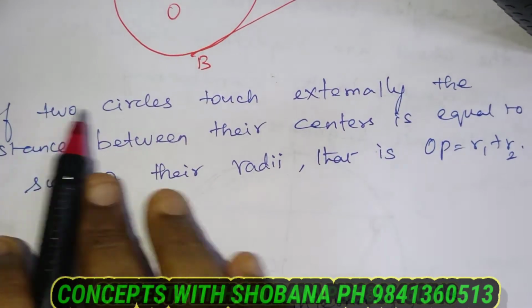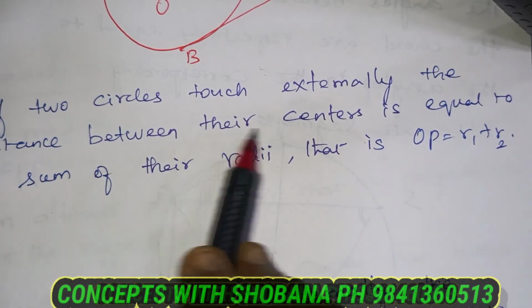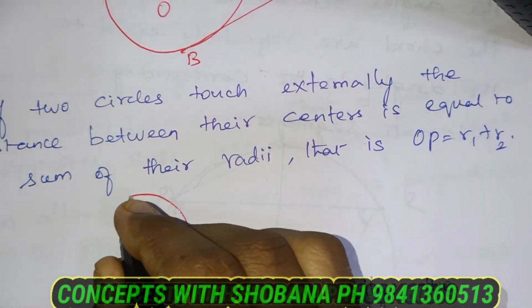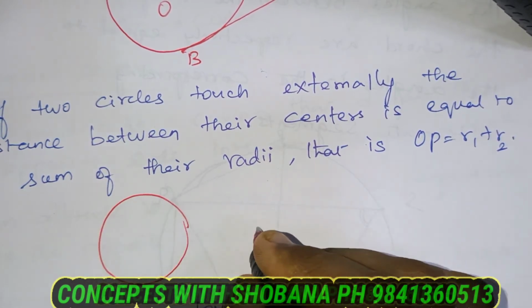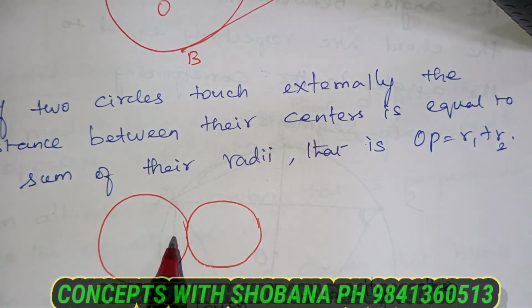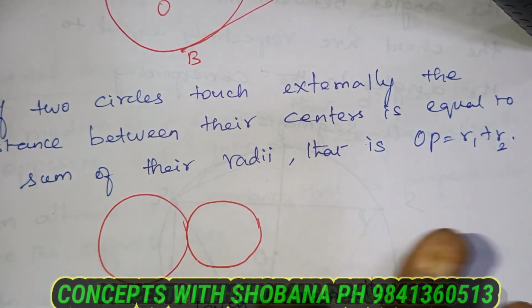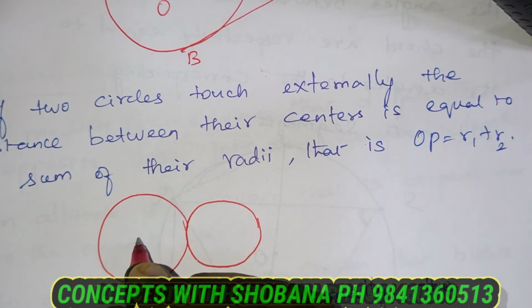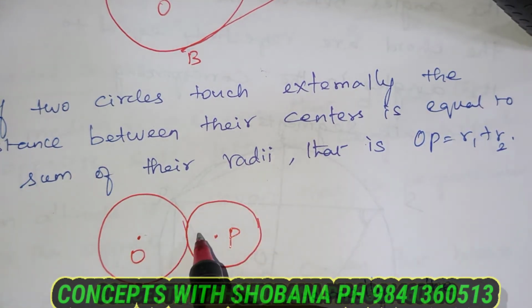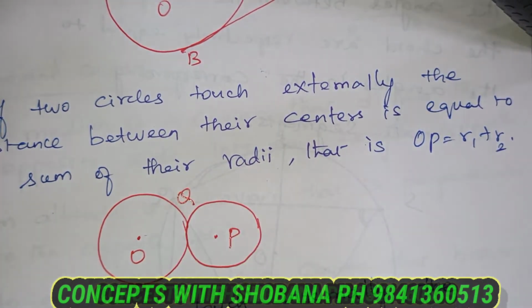If two circles touch externally, the distance between the centers is equal to sum of their radii. Two circles touch externally and we'll draw two circles, circle 1 and circle 2. Paranga, the rendu circle they are touching each other externally, not internally. Okay, when the circles touch externally, you have centers O and centers P. Okay, the join இது ரெண்டு touch ஆற point we'll take it as Q. அப்போ இதோட radius R1, இதோட radius R2.